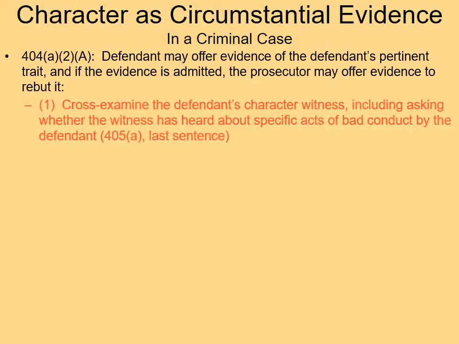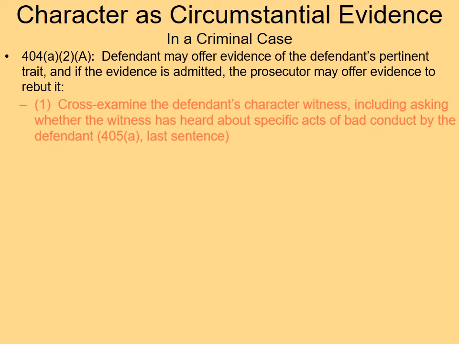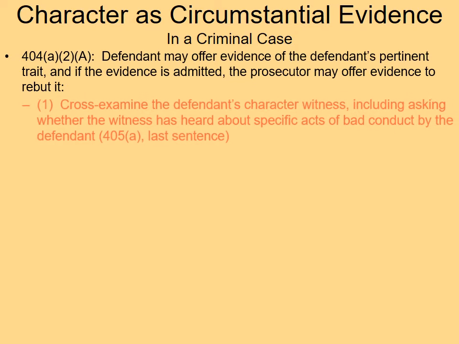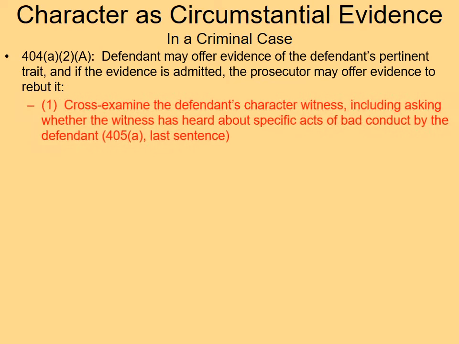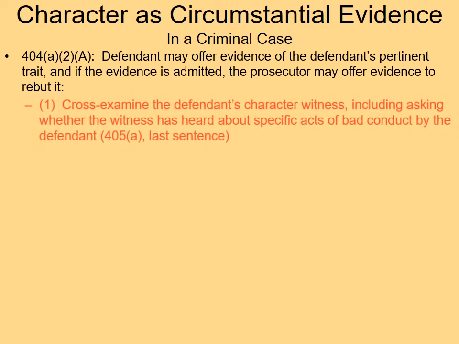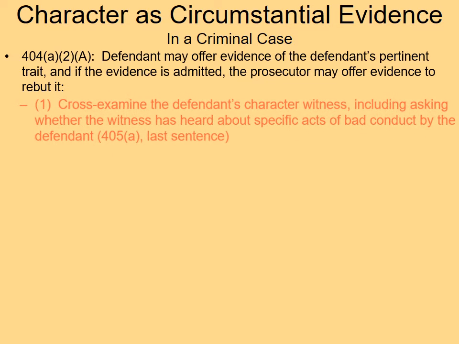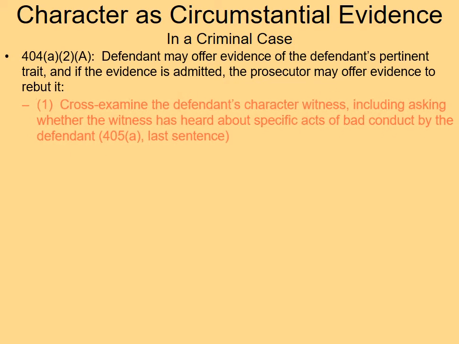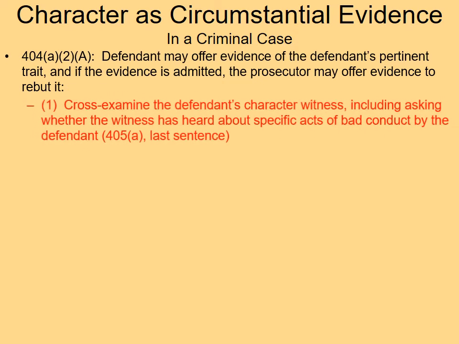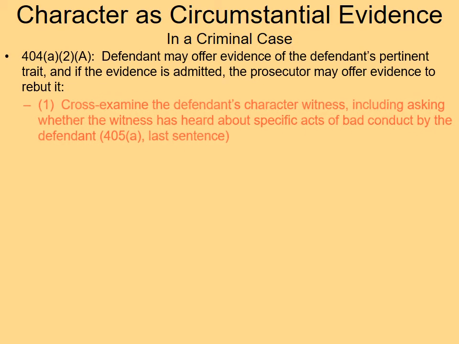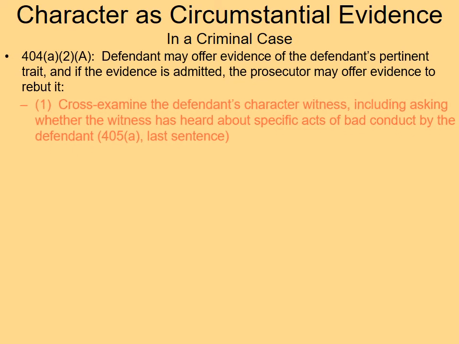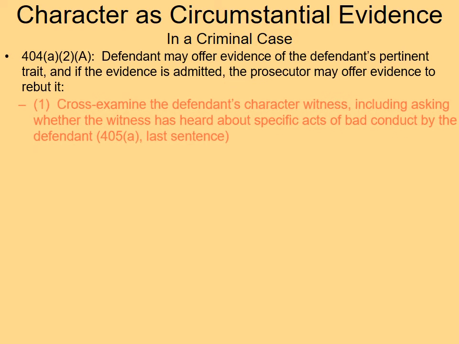Okay, so of those 3 options in the prosecutor's arsenal, in terms of attacking the defendant's good character witnesses, I would say that the first method is often the most devastating one, and we saw that in the Michelson case, and that is cross-examination about whether the defendant's character witness has heard about specific bad acts of the defendant.